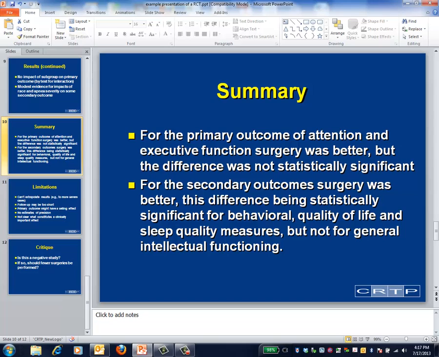In summary, although all of the outcomes favored surgery, the statistically significant ones tended to pertain to sleep quality, quality of life, and behavior. Neither the primary outcome of attention and executive function nor the secondary outcome of intellectual functioning showed statistically significant changes.